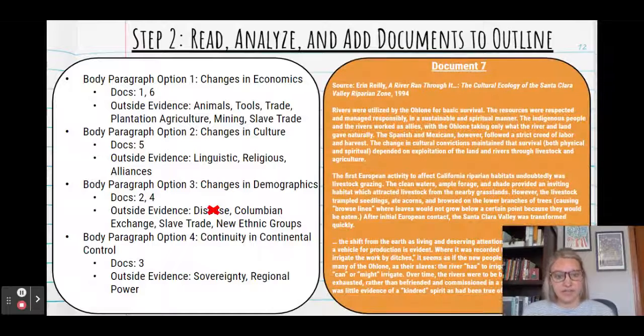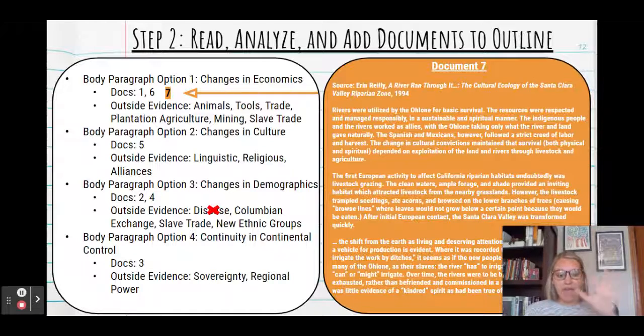All right, our final document here, another one that you want to pause and read through, but this is describing what has happened to the environment as a result of European arrival. And what we see, it's talking about in paragraph 2, livestock grazing and the impact of that livestock grazing. It also talks about how the earth is now viewed as a vehicle for production. And so the way I see this best fitting is going to be also in changes in economics.